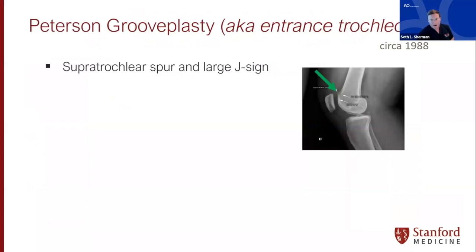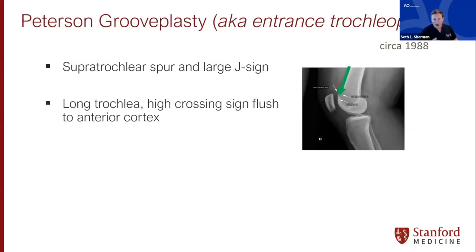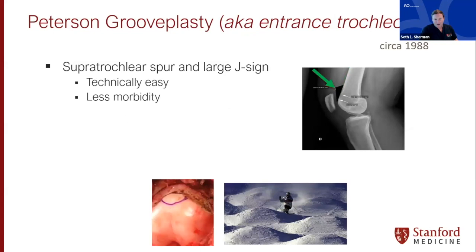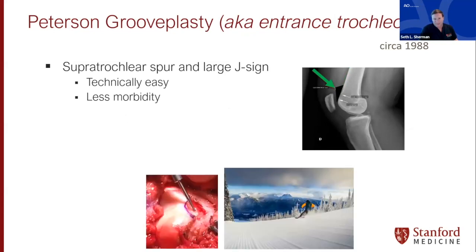This is a concept we should all know about because it's easier when we might think about doing a Peterson grooveplasty or an entrance trochleoplasty. So think about a patient like this with a supratrochlear spur, that large J sign. They have a long trochlea with a very high crossing sign that's flush or close to flush with the anterior cortex. Well, what if we just lopped off that supratrochlear spur? Basically akin to a ski mogul where we groom the ski slope.